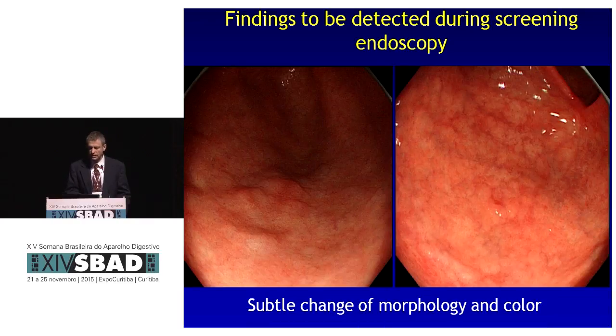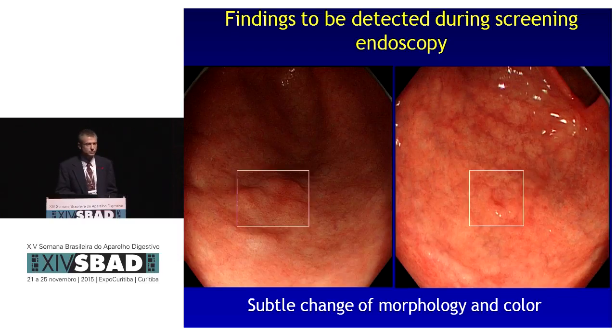This is another example of early gastric cancer, and I'm going to highlight the two lesions for you. One is right here, and the other one is here. It has raised edges and a depressed central area. The take-home message is to look for subtle changes in morphology and color.